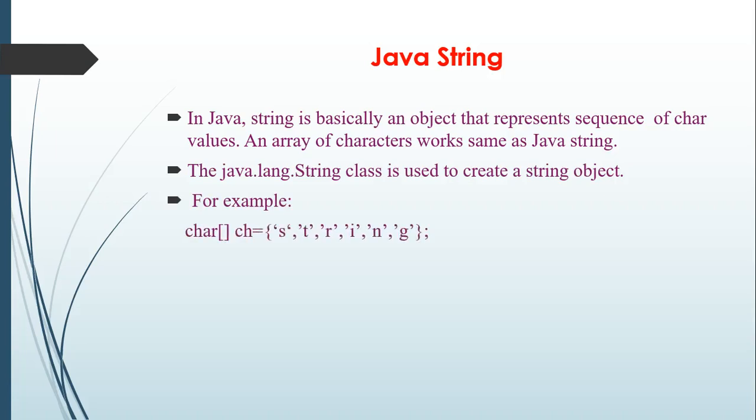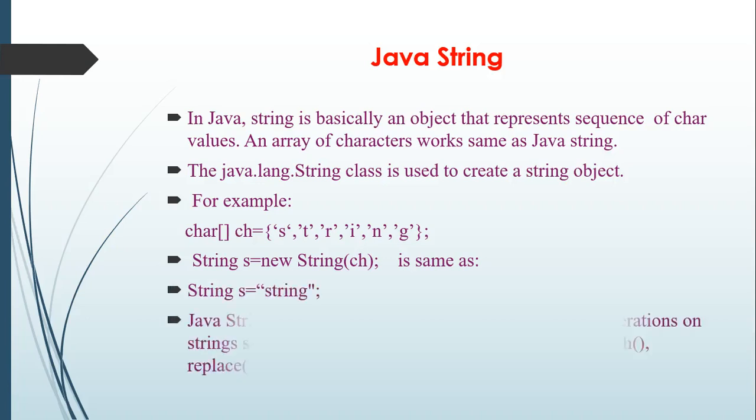For example, char ch equals "string". So here ch is an array which has the value string, or we can also create it with the help of the new keyword: String s equals new String(ch), and here string s is equal to "string".